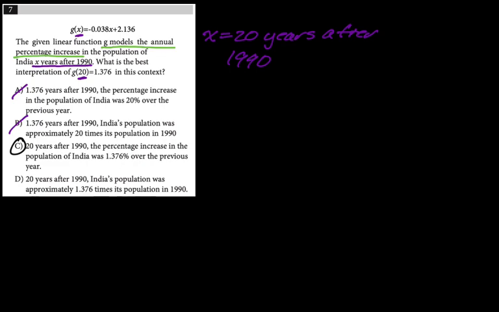I also know, just from experience, if you read D, it says 20 years after 1990, India's population was approximately 1.376 times its population in 1990. That's actually going to represent an exponential model, and so I could have ruled that out as well. That's more of an advanced way of ruling things out, but it definitely would have worked. All right, let's take a look at the next question.